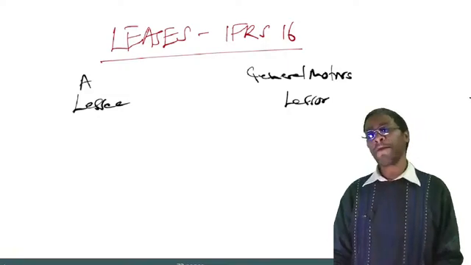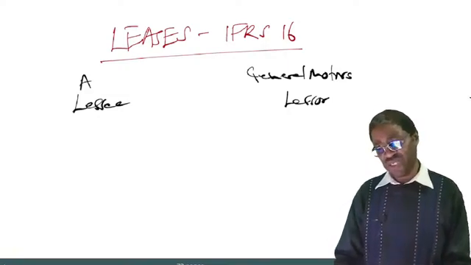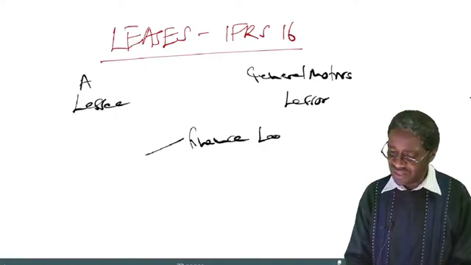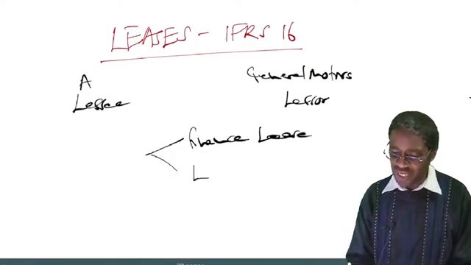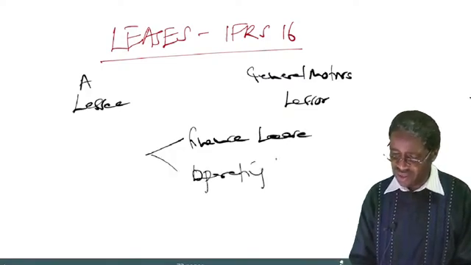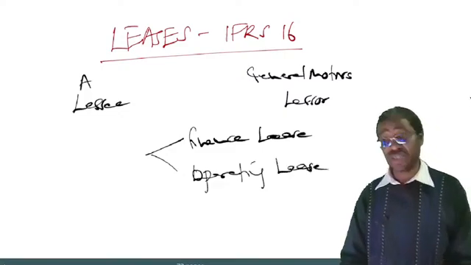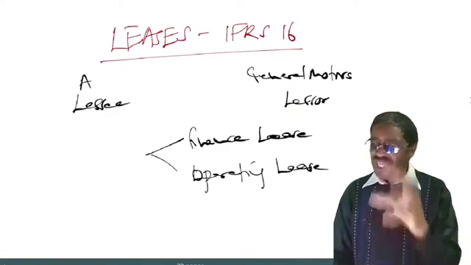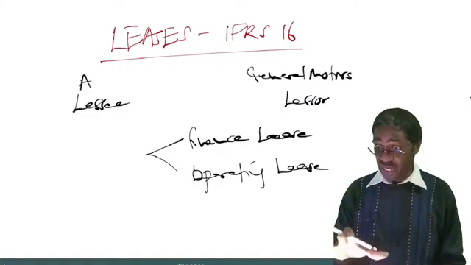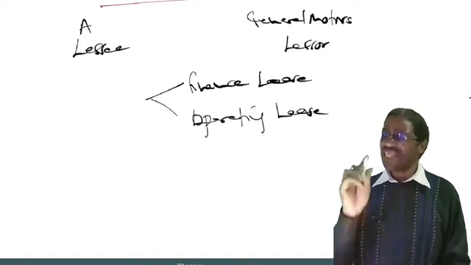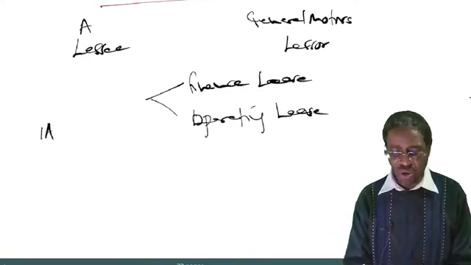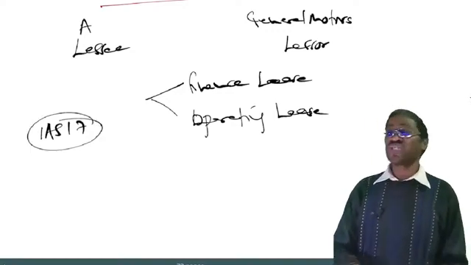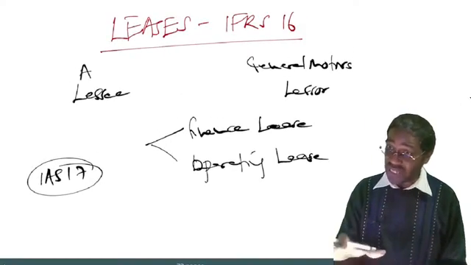Now listen. Normally, there are two types of lease. There is one type we normally call finance lease, and another type we call operating lease. These are the two types of leases. Before the accounting standard on leases was revised, we used to have another accounting standard on leases called IAS 17. IAS 17 was the one before IFRS 16.